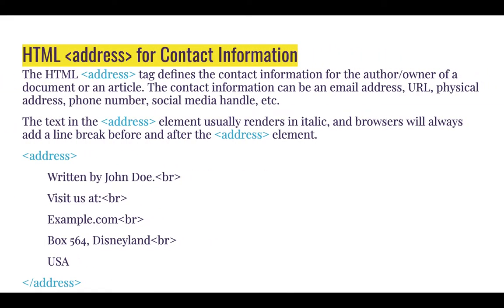The HTML address tag defines the contact information for the author or owner of a document or an article. The contact information can be an email address, a URL, a physical address, a phone number, a social media handle, and so on. The text in the address element usually renders in italic, and browsers will always add a line break before and after the address element.